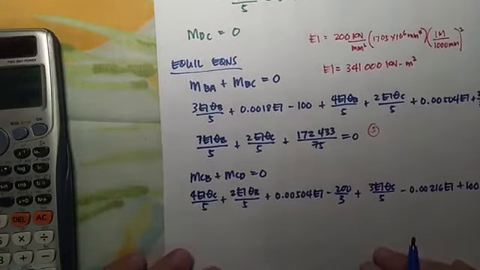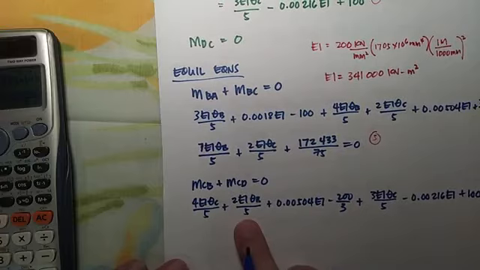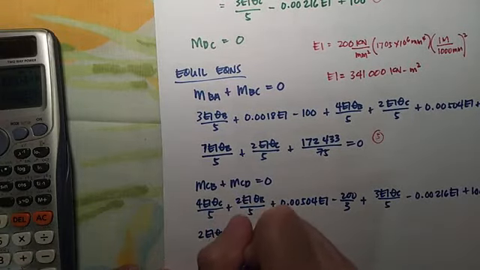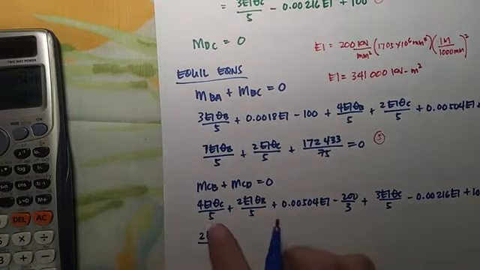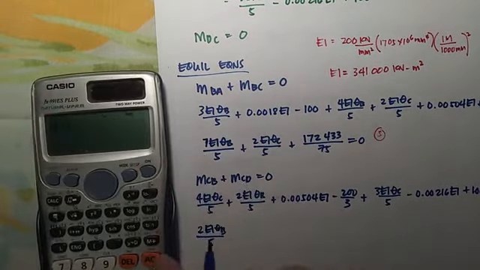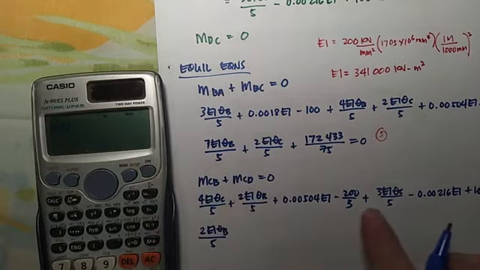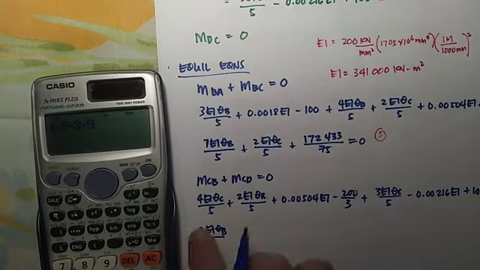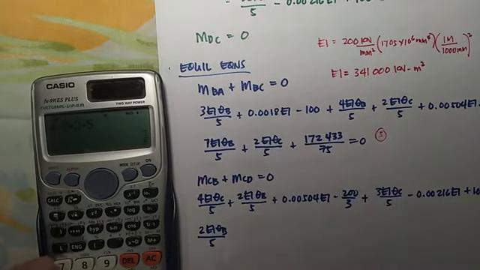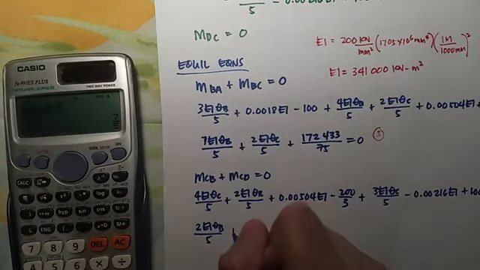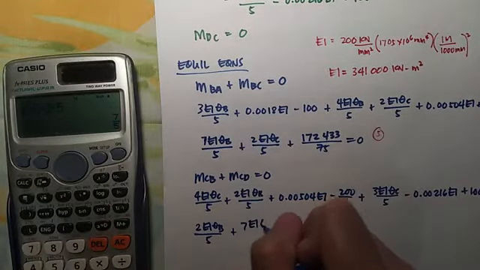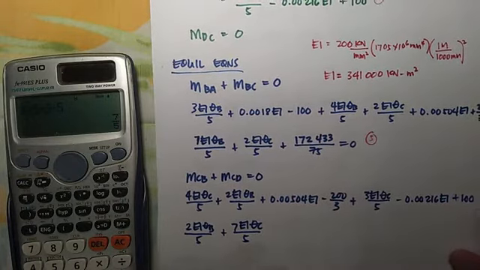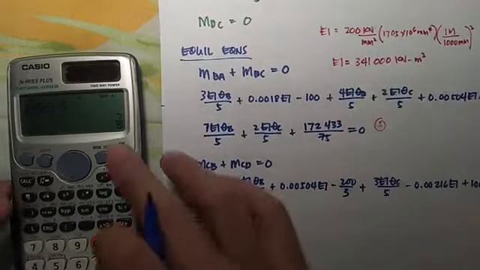Okay, so pag samasamahin natin, yung theta B nag-iisa lang siya. So 2 EI theta B over 5 na siya. Tapos yung theta C, 4/5 at saka 3/5 plus 3/5. 4/5 plus 3/5, so 7/5. So plus 7 EI theta C over 5. So ito pag samasamahin ko yung mga constant with EI equals 341.